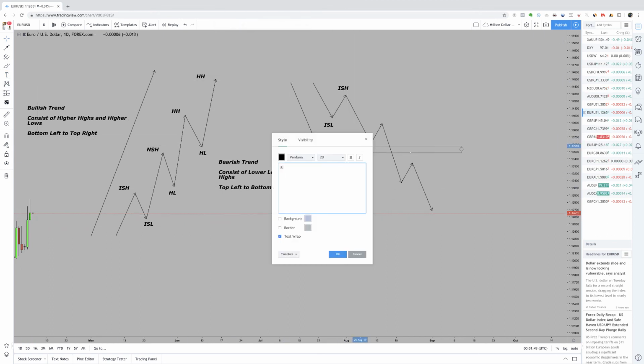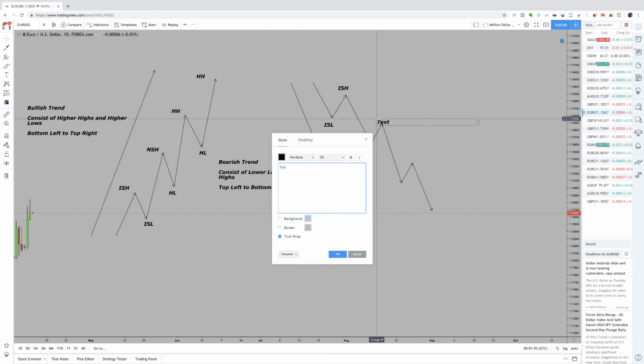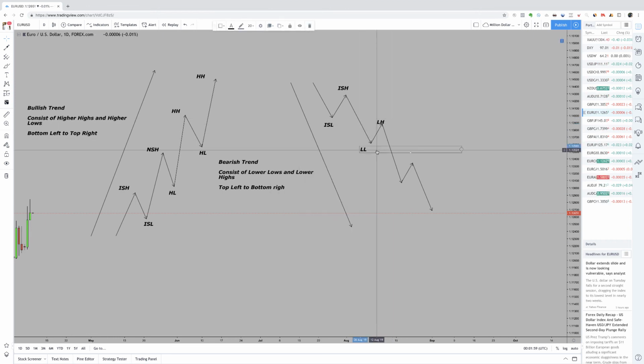You're going to notice we're going to get consistent lower lows, and we're going to have lower highs. Lower lows and lower highs, you all. A bearish trend consists of lower lows and lower highs.